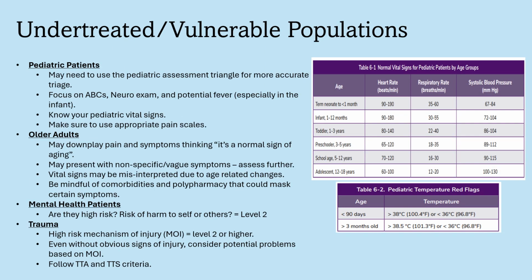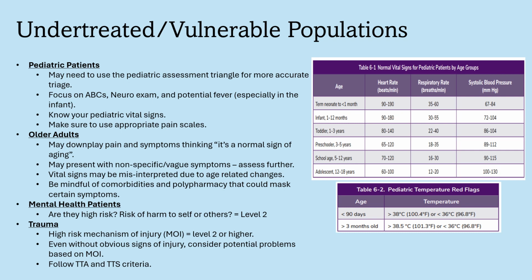All right, I want to touch on some undertreated and vulnerable populations. So I put on some normal vital signs for your pediatric population, and then some pediatric temperature red flags, especially for those newborns, and patients that are 3 months or older. But undertreated and vulnerable populations coming into triage, definitely your pediatric patients. You might need to use more of a pediatric assessment triangle for more accurate triaging, and this is really looking at sick or not sick.